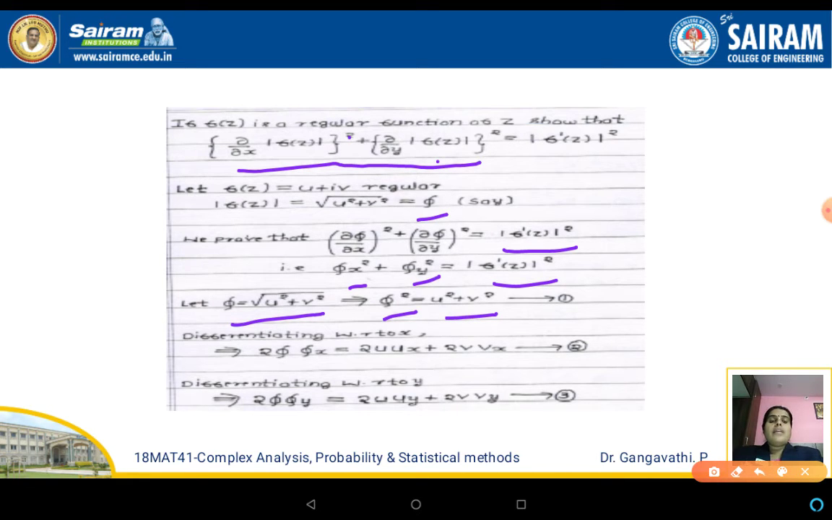And now differentiate equation 1 with respect to x. Why do we want to do that? This is what we want, so we are doing it. So differentiate equation 1 with respect to x. Differentiation of phi square is 2 phi, and differentiation of phi is phi x. Similarly, on the other side, 2u into ux plus 2v into vx. This is when we differentiate equation 1 with respect to x. Similarly, differentiate 1 with respect to y, we get 2 phi into phi y is equal to 2u into uy plus 2v into vy. Call the result as equation 3.